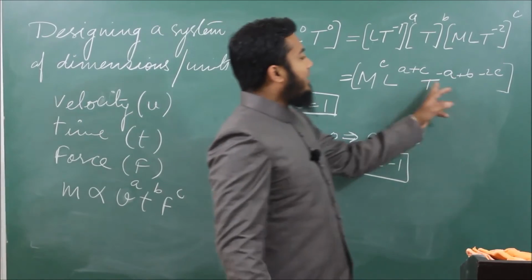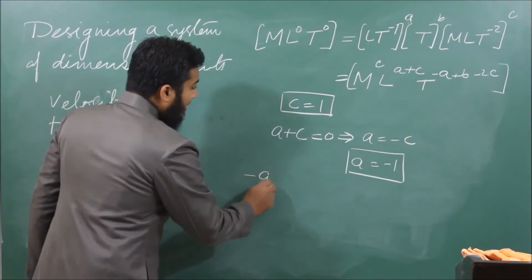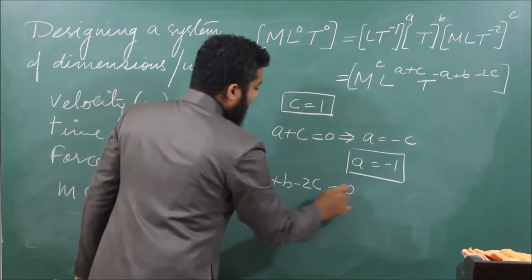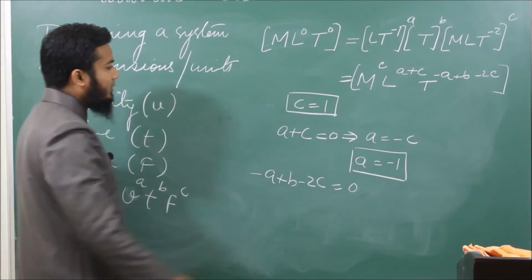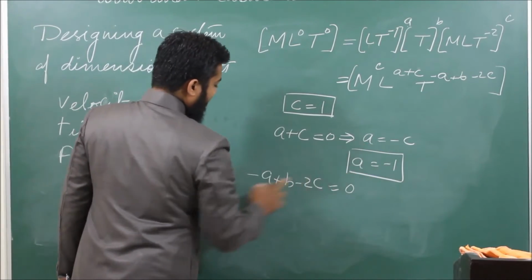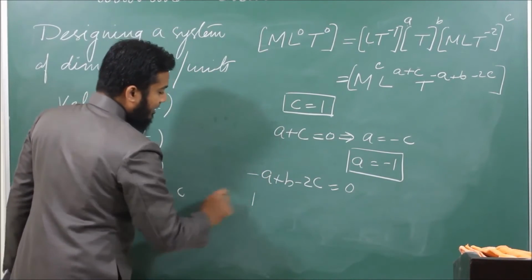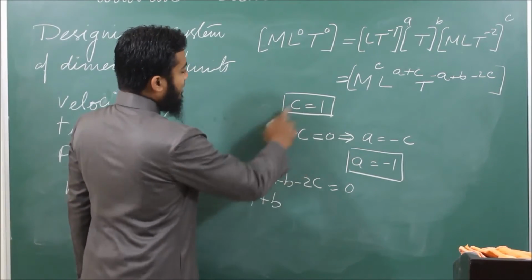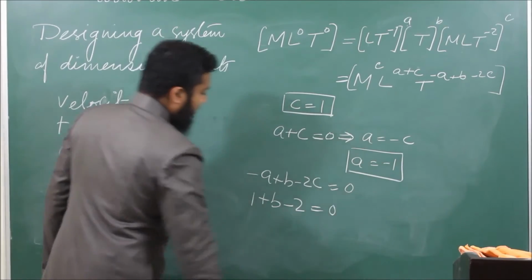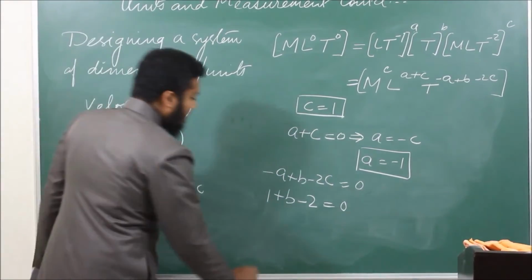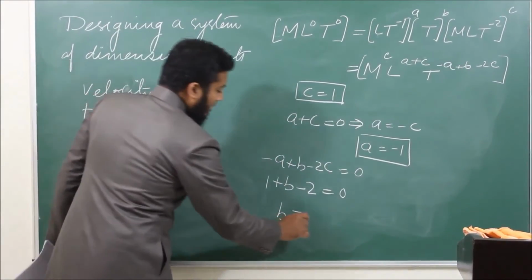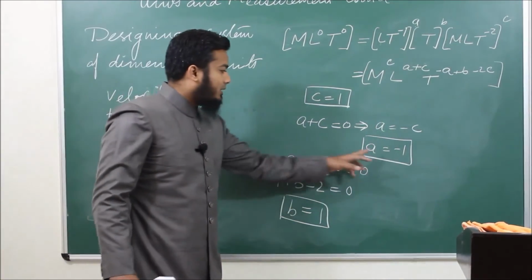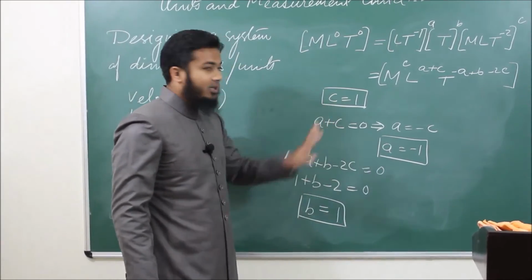And T has power minus A plus B minus 2C, and on the left hand side it has 0, so this is equal to 0. Now put all the values. C is 1 and A is minus 1, so if you put minus 1 here it becomes 1, and plus B and minus 2C, C is equal to 1, so it is just minus 2, which is 0. So B comes out to be 1. The value of B is 1. So you have found all the exponents. A is minus 1, B is plus 1, and C is again plus 1.